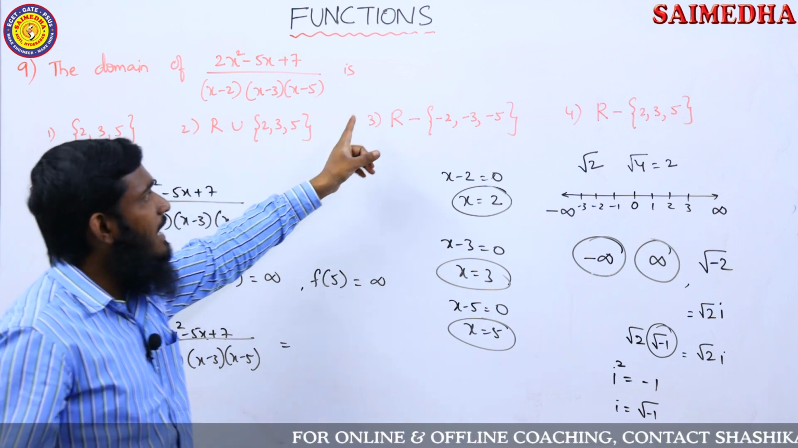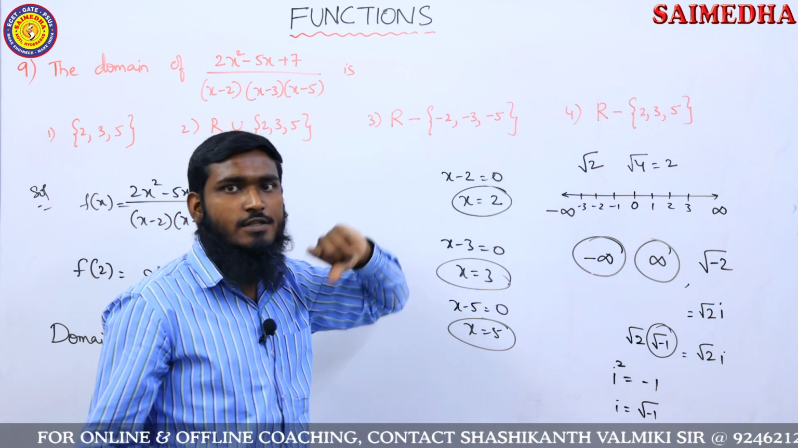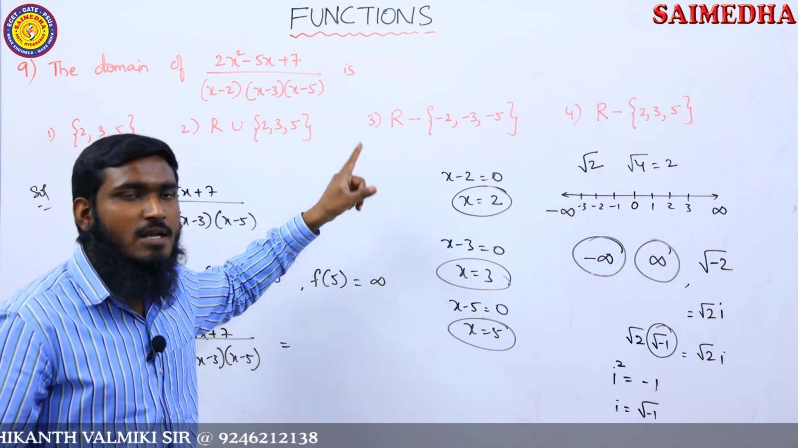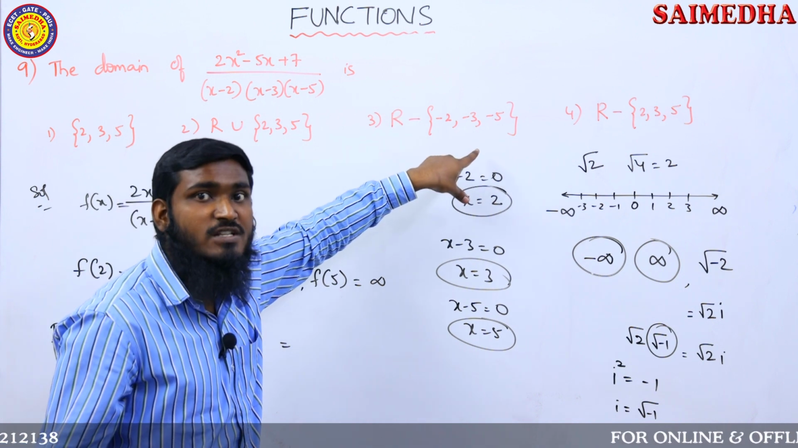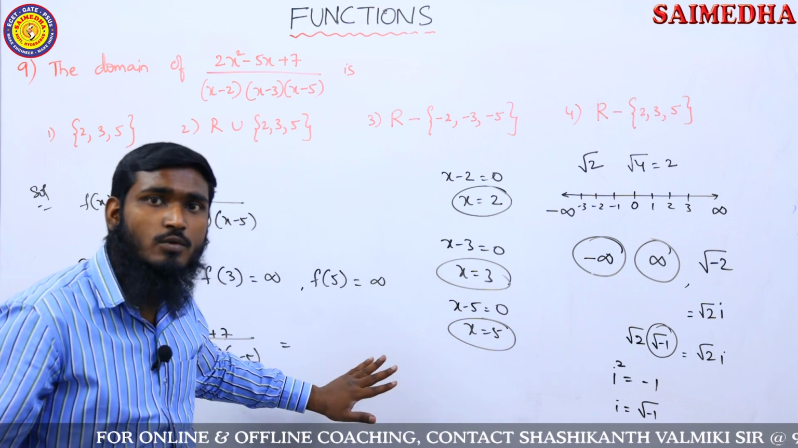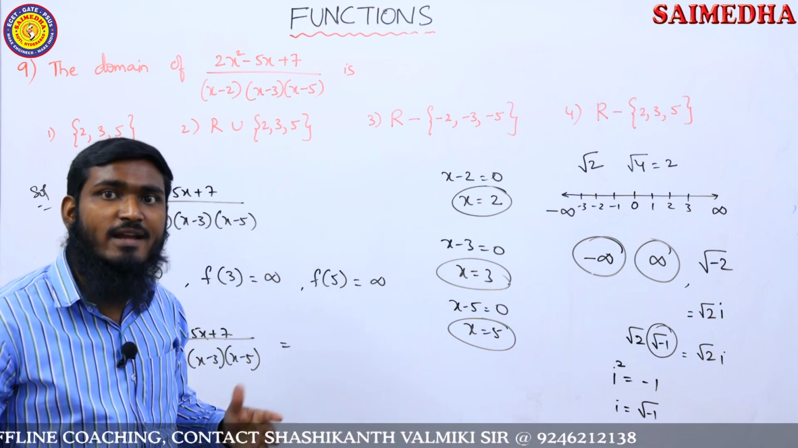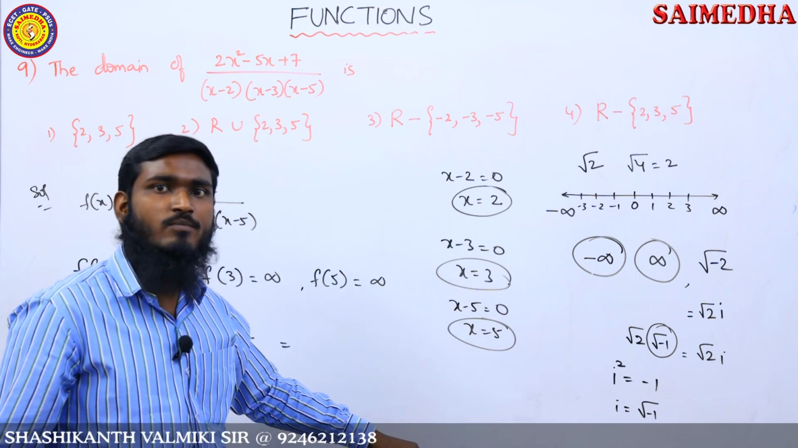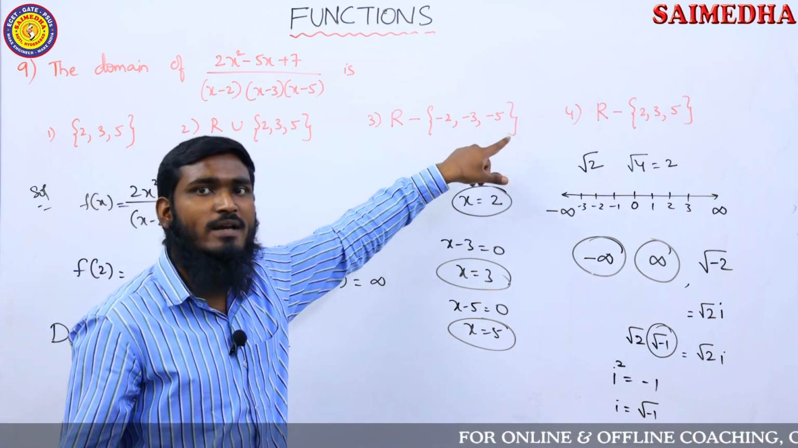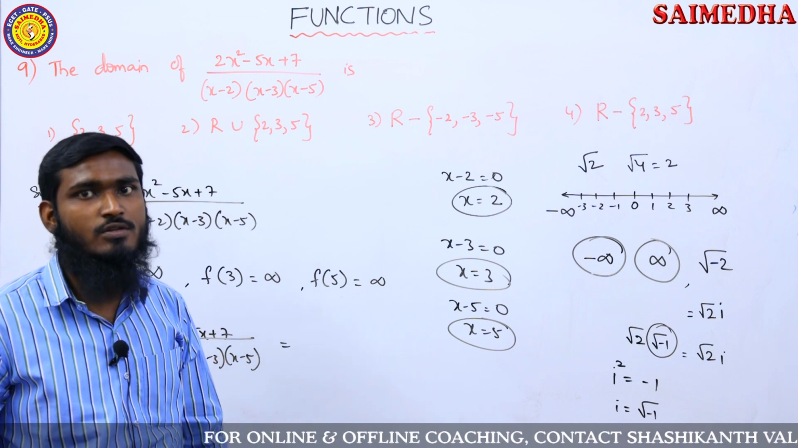Now next, R minus minus 2, minus 3, minus 5 is given. What is the meaning of this part? R means all the real numbers except which numbers are given? Minus 2, minus 3, minus 5. But what we have discussed over here, all the real numbers we have to take except 2, 3, 5. Understood? But in this option 3, minus 2, minus 3, minus 5 is given. So that third option is also wrong.